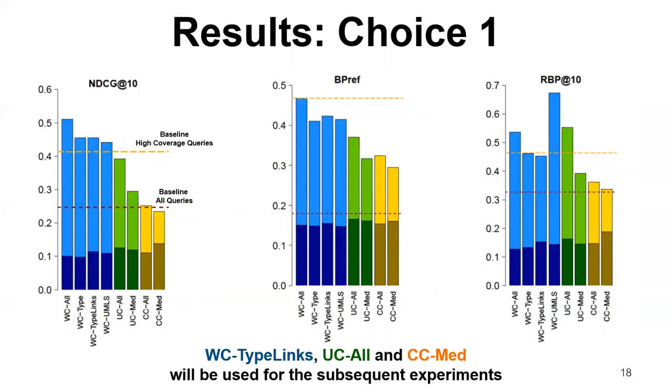We do the same analysis for queries expanded using UMLS and CSV. Results show that UCO is the best for UMLS-based queries, and CCMAT is the best for CSV-based queries.